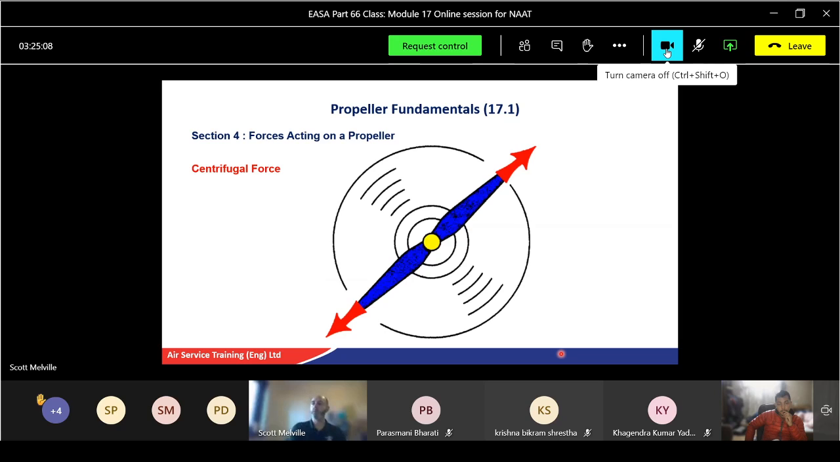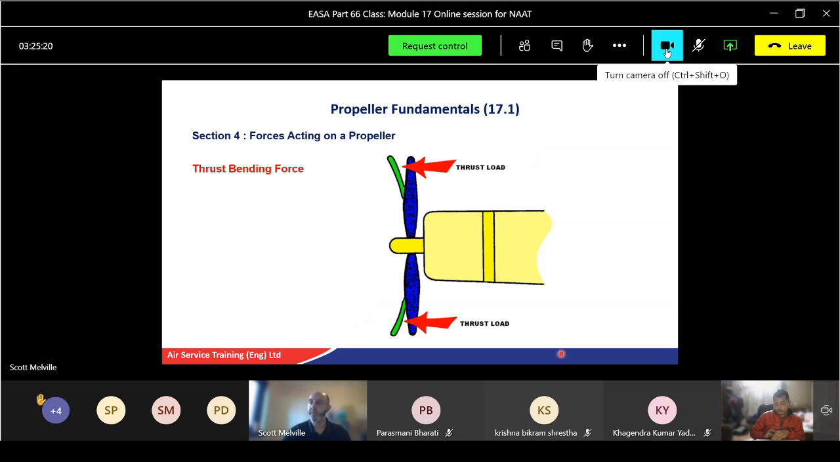So recap then on the forces. Centrifugal force: you've got your propeller spinning round, so as I said there, that's the force from the centre outwards, centrifugal force. Thrust bending force: if you look at the blue part here, that's your normal position of the blades, but due to the lift generated by the propeller, or the thrust, it tries to bend the blade forward, indicated by the green selection here. So the blades are actually bending purely because of the lift.